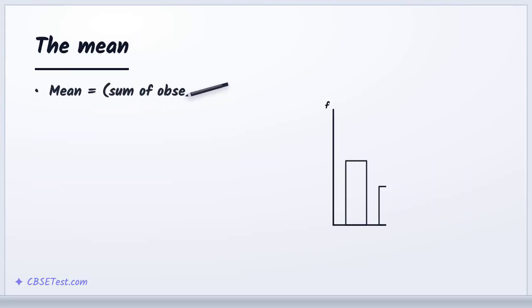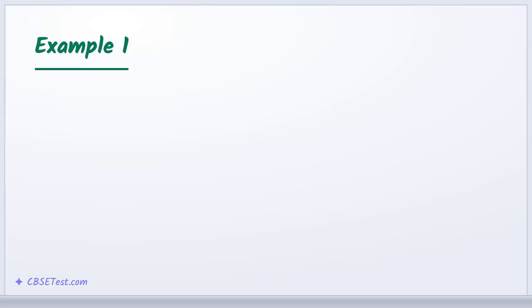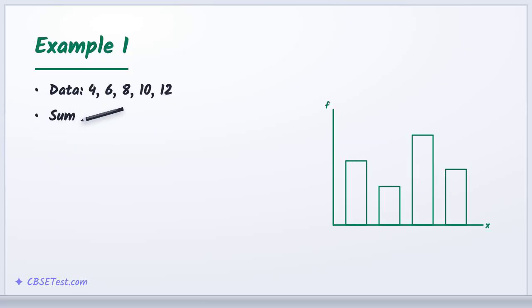The mean, or average, is the sum of all observations divided by how many there are. We write it as sigma x over n, where sigma x means add up all the values. For the data 4, 6, 8, 10, 12, the sum is 40 and there are 5 values. The mean is 40 divided by 5, which is 8.